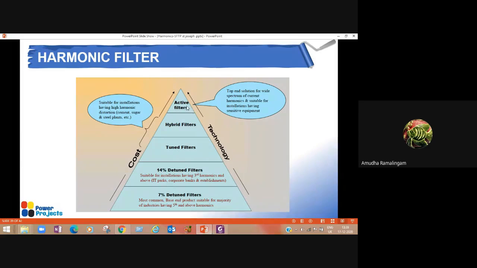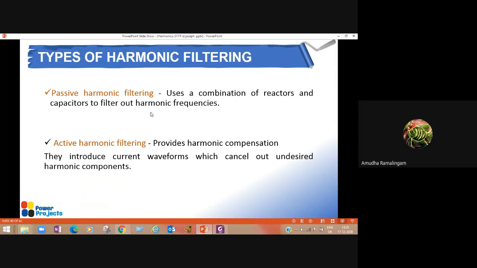So active filters will perform very well, but they will be very costly. So what does a passive filter mean? It will employ some passive devices like reactors and capacitors to reduce the harmonic frequencies. If it is an active harmonic filter, it will provide a compensation wave that will actually cancel out your undesired harmonic components. That is why the active harmonic filters are costlier.